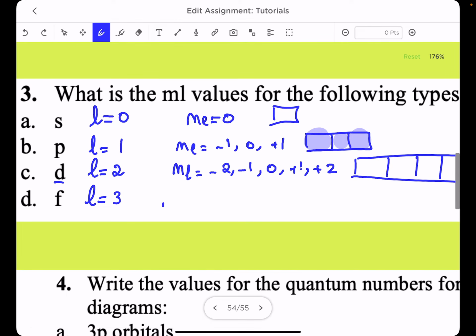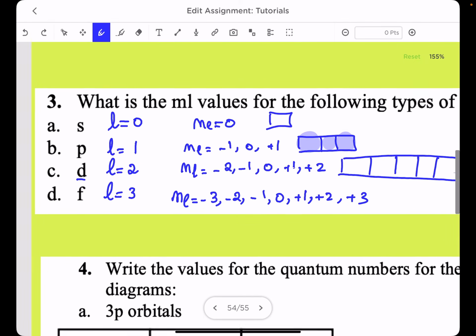When L is equal to 3, therefore I am talking about 7 orbitals. So it's going to be from -3, minus 2, minus 1, 0, plus 1, plus 2, and plus 3.